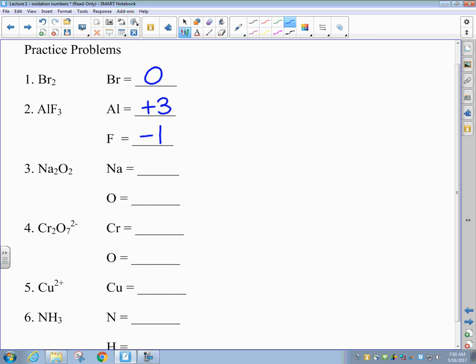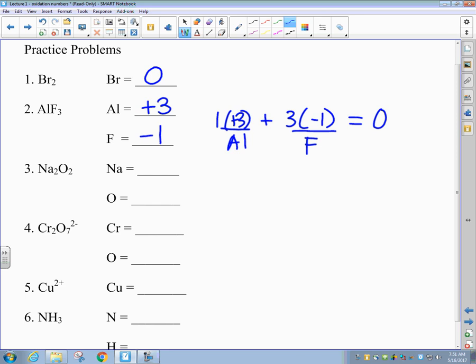If we go ahead and verify this using our method to track oxidation numbers, we have 1 atom of aluminum plus 3 atoms of fluorine, and the overall sum of the charges has to equal 0 for this neutral molecule. So we put our +3 in, our -1, and we get to 0.